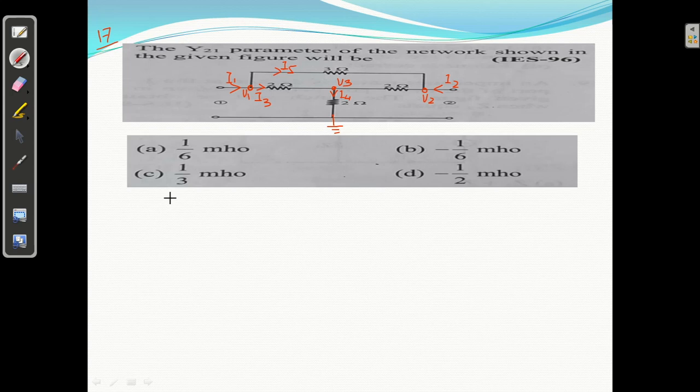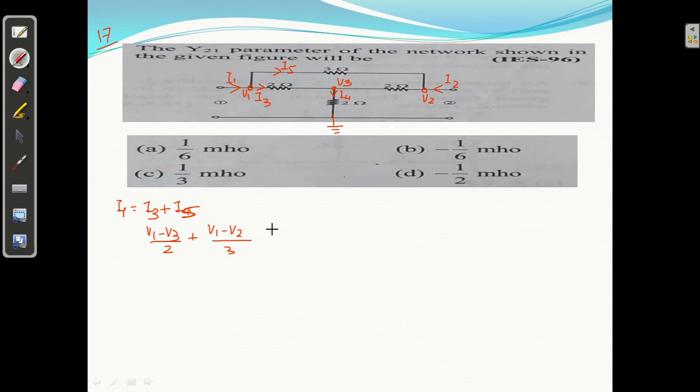I1 equal to what? I1, the incoming current, is equal to the outgoing currents I3 plus I4. I1 equal to I3 outgoing, and I5 is also going out. So I1 is equal to what? V1 minus V3 upon 2, plus I5, which is V1 minus V2 upon 3.